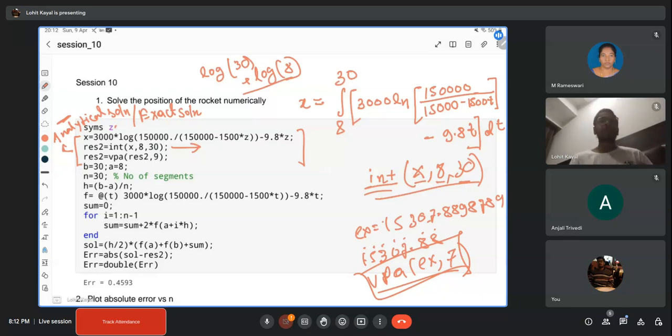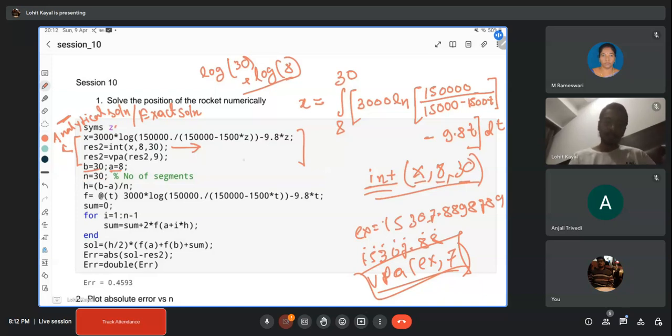Now I will use the trapezoidal rule to solve this problem. So here I have defined what is B and what is A. A is 8, the initial point, and B is 30. Now I have used 30 segments, because you can very easily see that this problem cannot be solved by hand. I need to use MATLAB. Here I am using 30 segments. I will share the code with you.